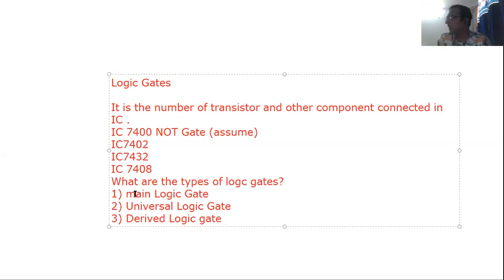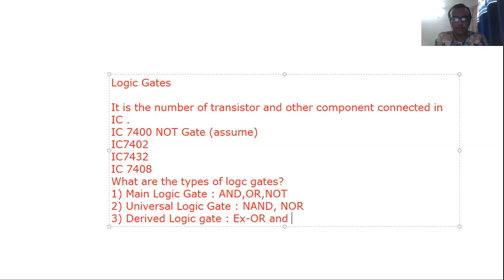What is the meaning of main logic gate, universal logic gate, and derived logic gate? In main logic gate, there are three different names: AND, OR, NOT. It is the main logic gate. NAND, NOR, it is universal logic gate. In derived logic gate, XOR and XNOR. It is the derived logic gate. So it is the concept regarding the different types of logic gate.